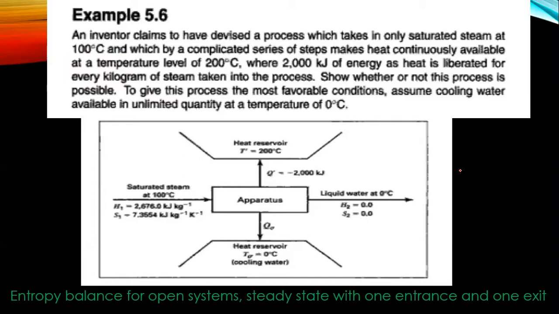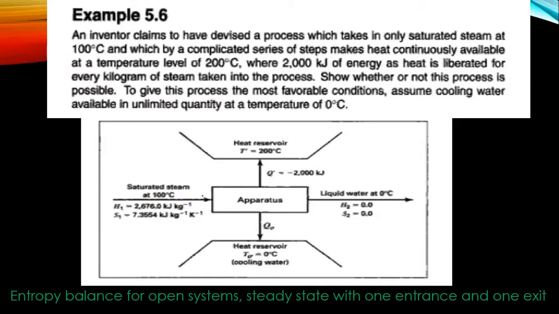Tapos sa baba, meron tayong value ng entropy, S1, at saka enthalpy, H1. So galing ito sa steam table. So kinonsider natin yung saturated steam at 100 degrees Celsius. So later, mag-aaral tayo kung paano kumuha ng mga ganitong value sa steam table. I hope meron na kayong steam table. Siguro yung mga susunod na video, tuturuan ko na kayong gumamit ng steam table. Sa chapter 6, tuturuan ko na kayong gumamit ng steam table.